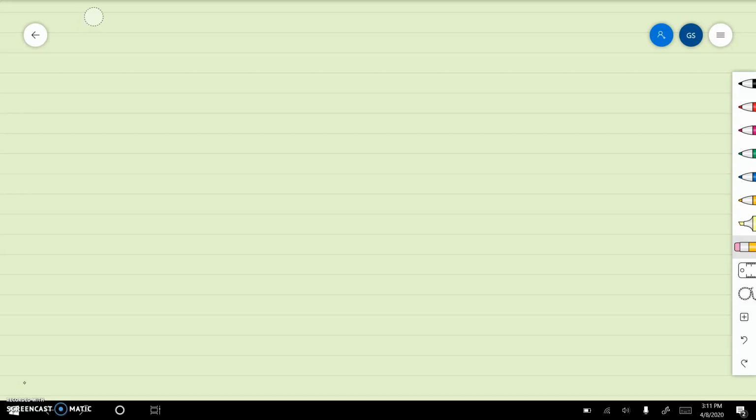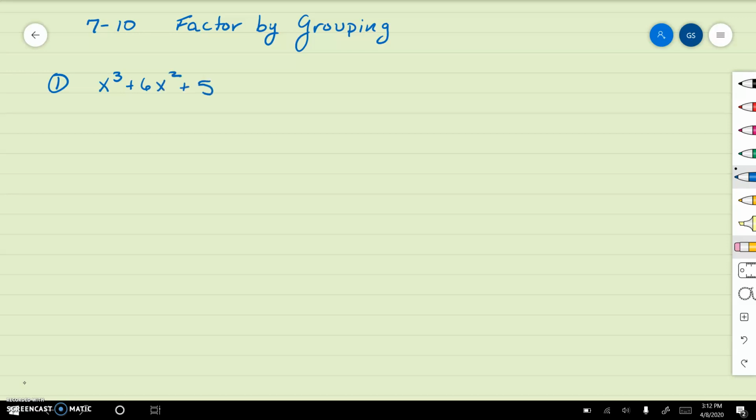So what's this lesson? This is lesson 7-10, and that is going to be factoring or factor by grouping. The nice thing about these is you can tell when you have to do these because I'll give you the first example and you'll be able to see why. Number 1 is x to the third plus 6x squared plus 5x plus 30.